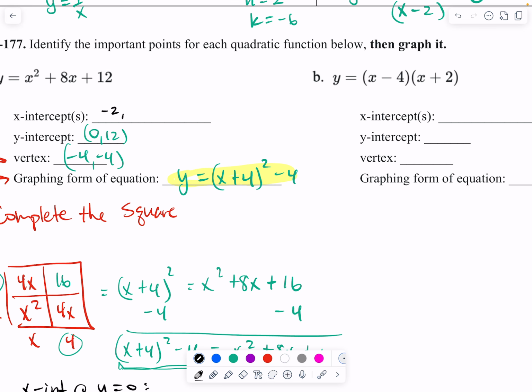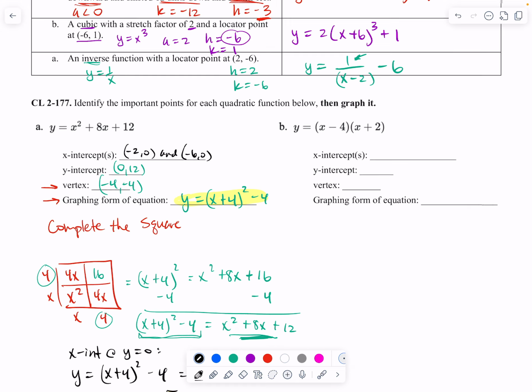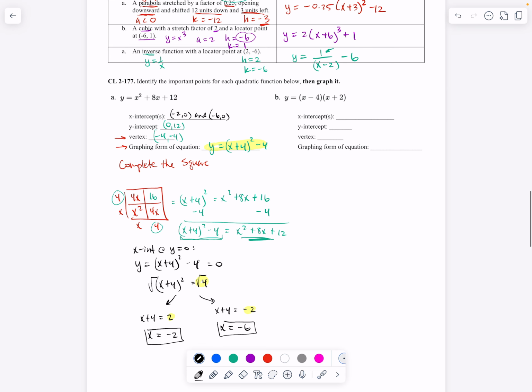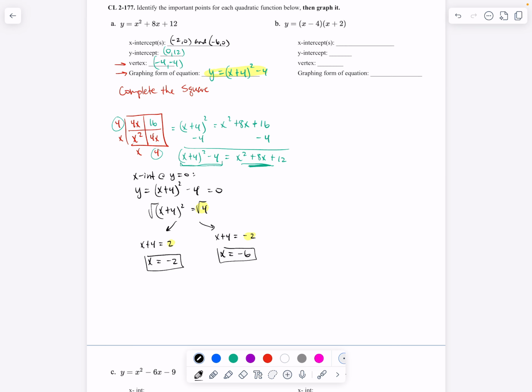So -2, 0, and -6, 0. The completing the square method, in my opinion, sped things up a little bit, made it quicker, and now I can draw the same graph as before, where I have points at -2 and -6, y-intercept at 0, 12, and a vertex at -4, 4, and so now I'll be able to connect those together into a parabola.